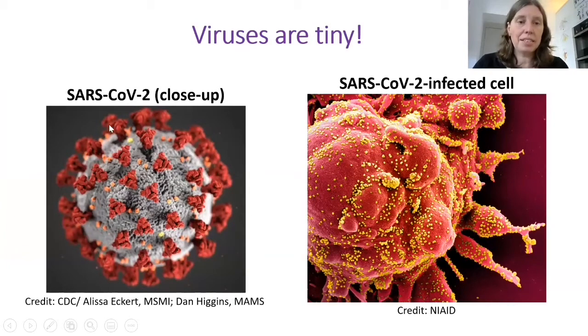You can see all the bits sticking out of it, looking a bit like a crown, and that's why it's called coronavirus. It comes from crown, and the crown-shaped structure that they have. And this is a cell that's being infected with coronavirus. The red bits are the cell, and the yellow bits are all the coronavirus particles stuck on the outside of the cell. So you can see from this just how tiny viruses are compared to cells. So remember, viruses are not cells.